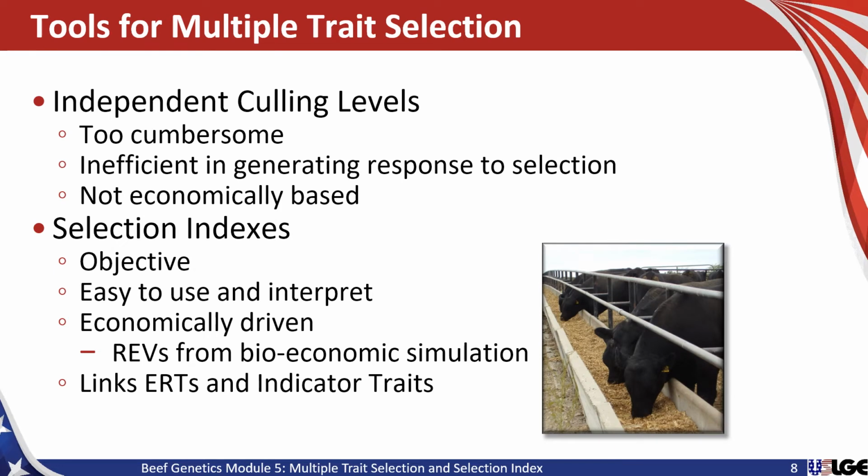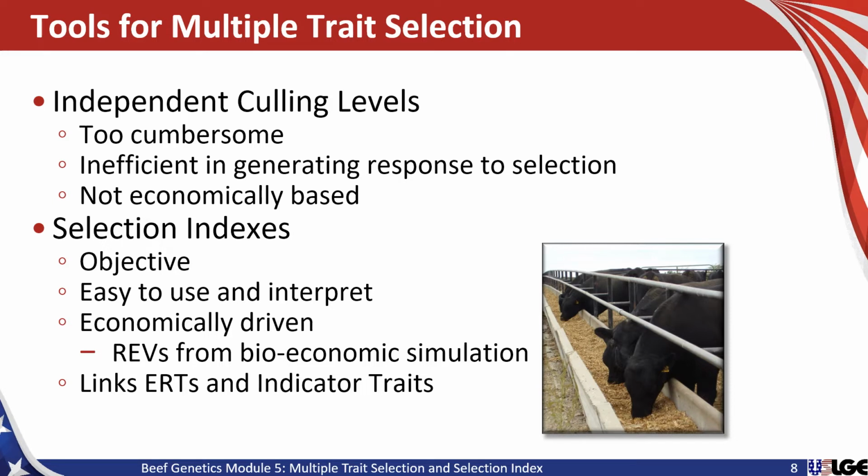The problem is that independent culling levels are cumbersome. It requires the producer to come up with those thresholds. They are inefficient at generating response to selection. And as I mentioned before, the thresholds generally are not economically based. And they assume that each trait is weighted equally when in fact they may not be.